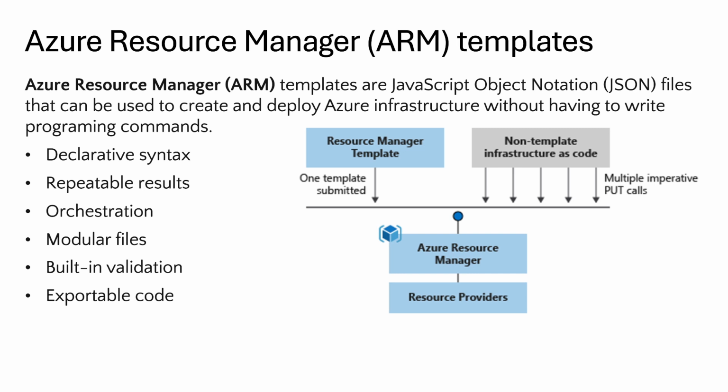If we talk a little bit more about Azure Resource Manager templates: they are JavaScript Object Notation, which we commonly refer to as JSON files, that can be used to create and deploy Azure infrastructure without having to write programming commands. On the right-hand side, you can see a Resource Manager template and non-template infrastructure as code. In the Resource Manager template, one template is submitted, and in non-template infrastructure as code, you make multiple imperative PUT calls to Azure Resource Manager and the resource providers in order to make things work. So the ARM template has declarative syntax and repeatable results. It is used for orchestration, automation, modular files, built-in validation, and exportable code.